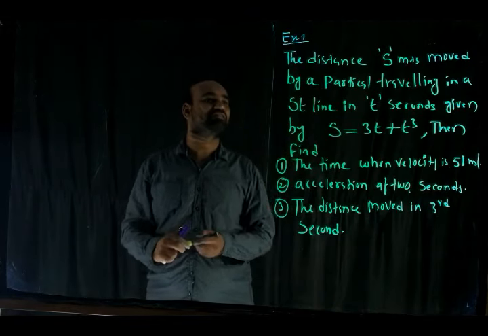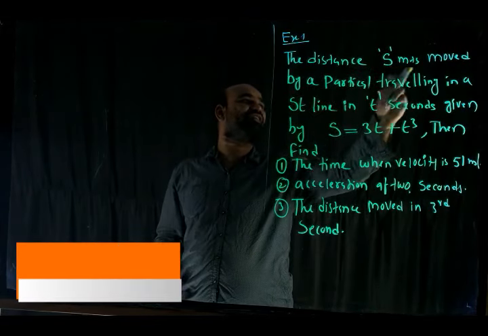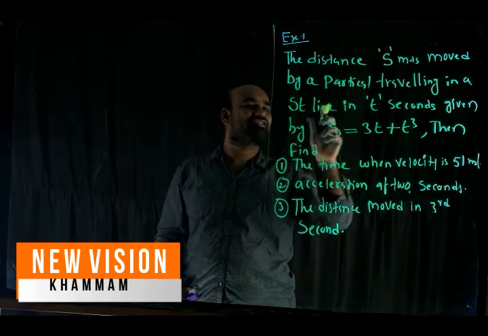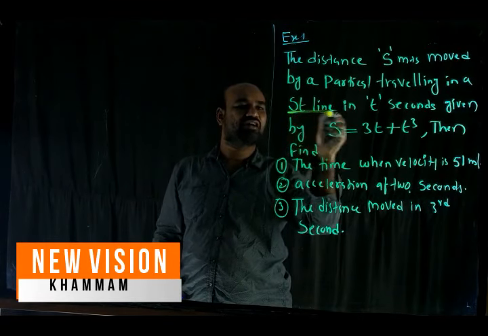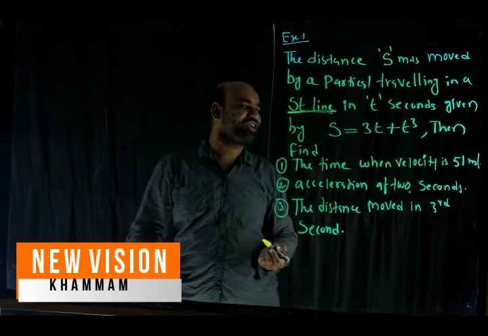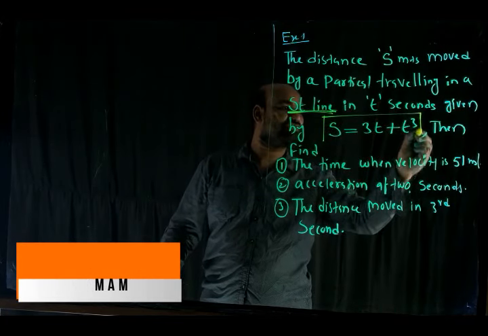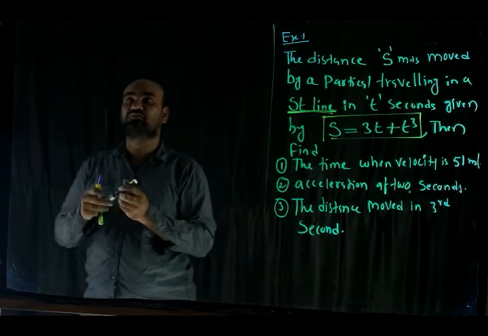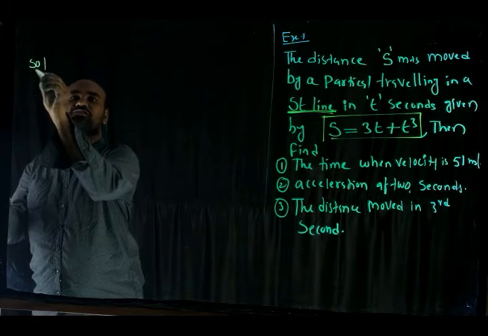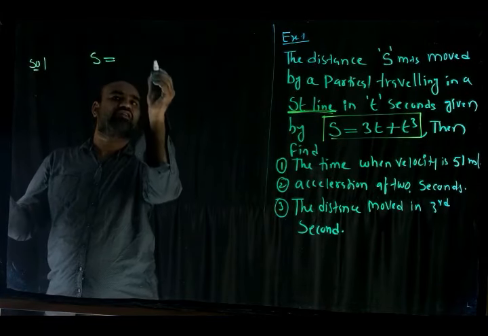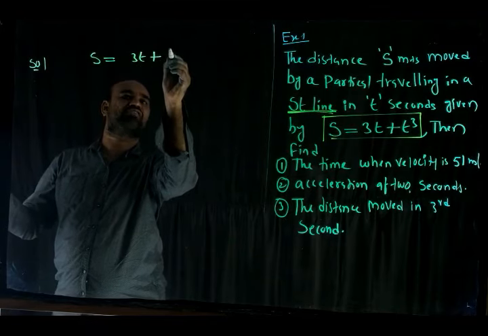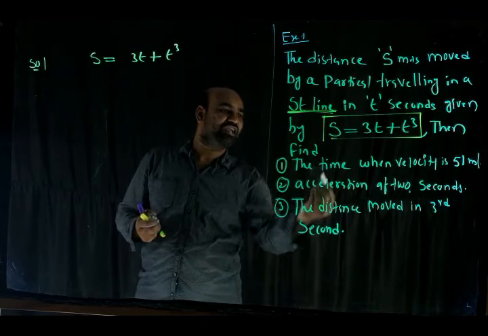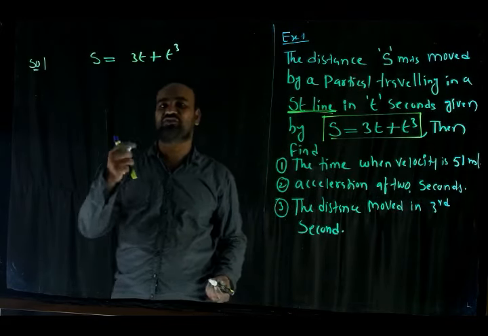Students, example 1. The distance s meters moved by a particle traveling in a straight line. Our total concept is on a straight line only. In t seconds it is given by s is equal to 3t plus t cube. Then we want to find something. Solution: s is given as 3t plus t cube. Under this condition, the particle is moving on a straight line. Find the time when velocity is 51. First of all, you have to find velocity.